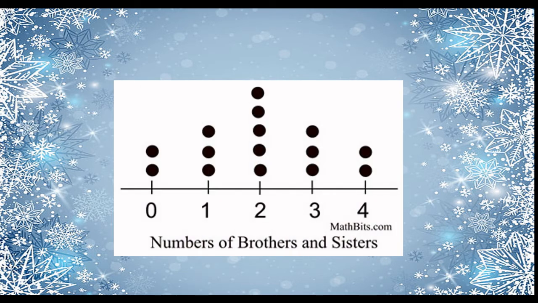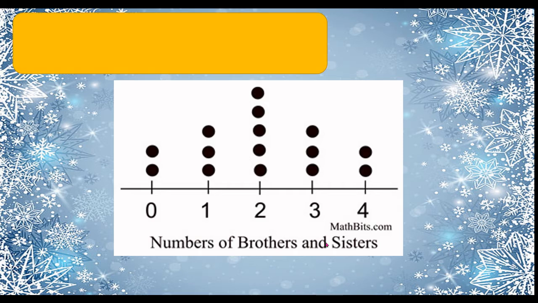Let us see what this is. This is what we call a dot plot. So what is a dot plot? A dot plot shows a distribution of data on a number line.